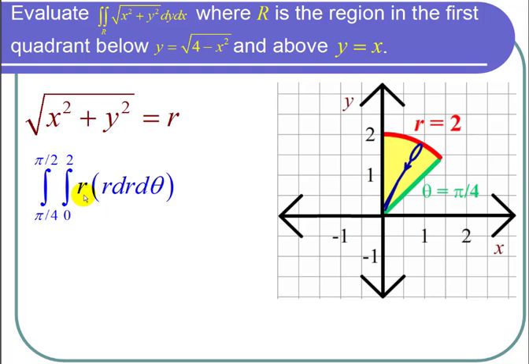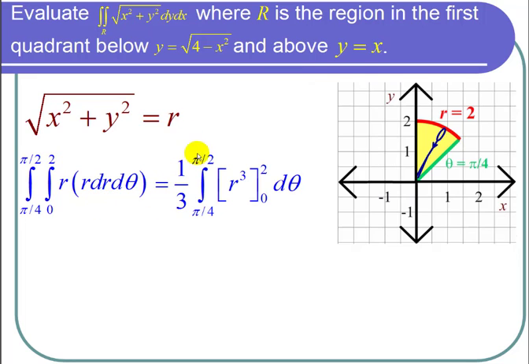R times r is r squared, and the integral of r squared is r cubed over 3. I can pull the 1/3 outside and have the integral from pi over 4 to pi over 2 of r cubed from 0 to 2 d theta. Well, 2 cubed is 8, and 0 cubed, of course, is 0. 8 minus 0 is 8. And I can pull that 8 outside and get 8/3 times the integral from pi over 4 to pi over 2 of just d theta.